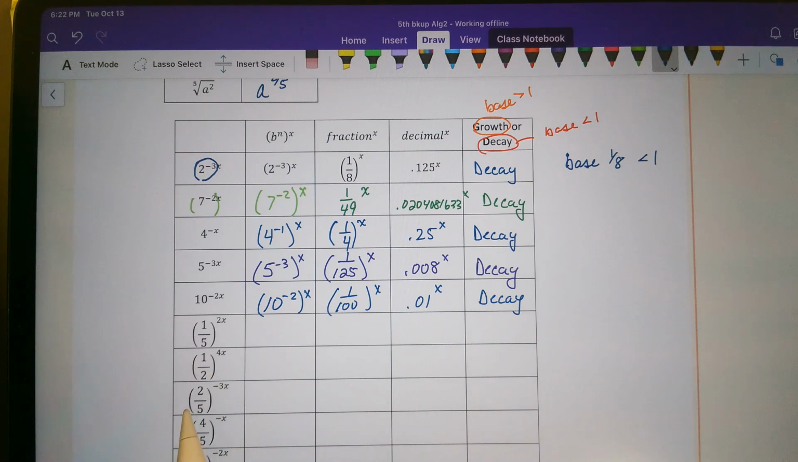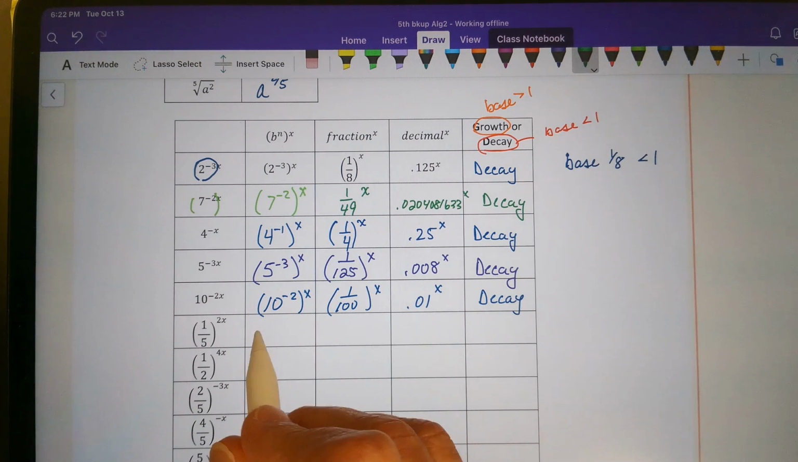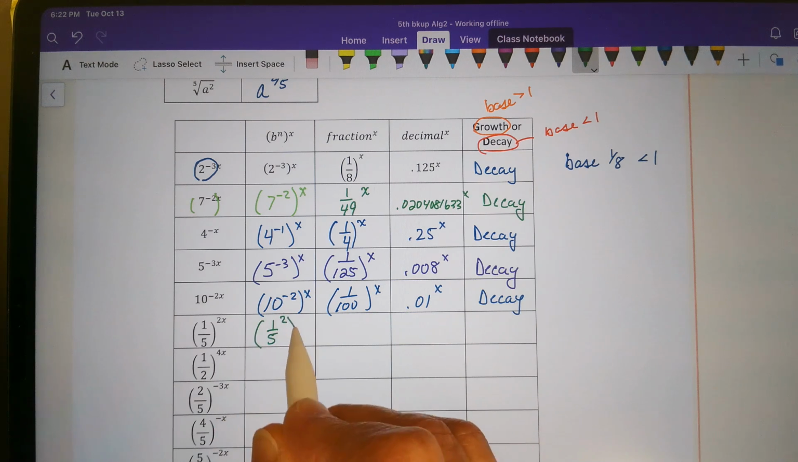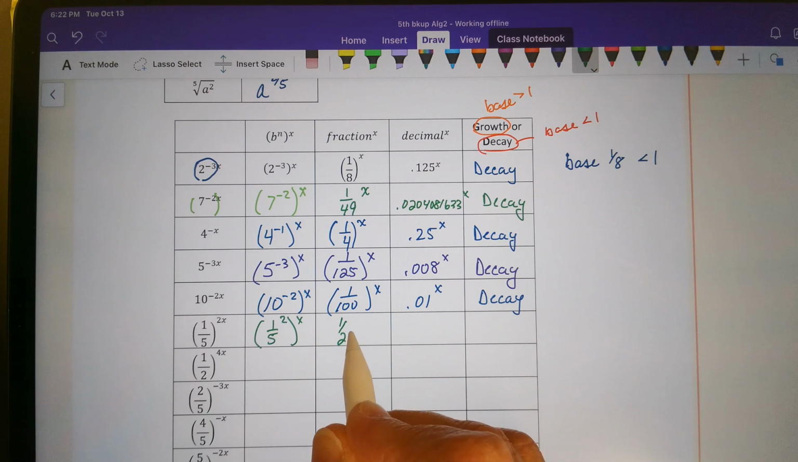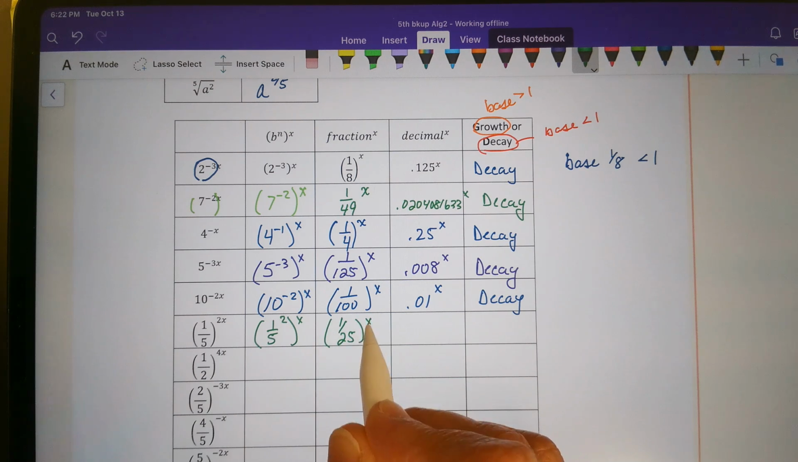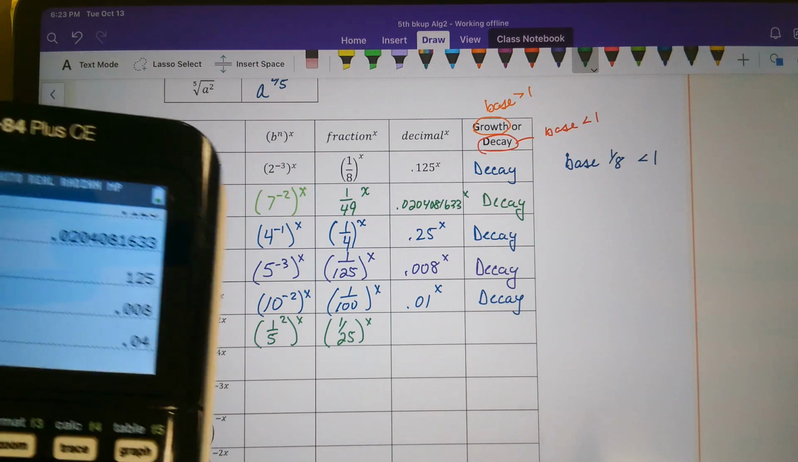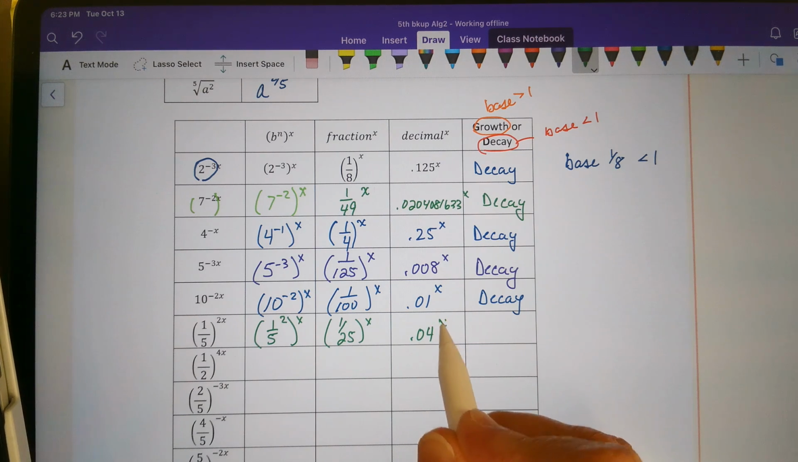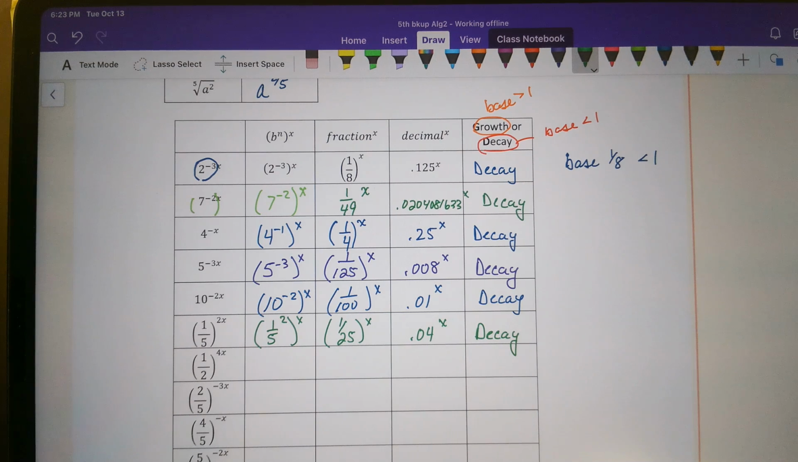Next we have 1/5 raised to the 2x. We'll rewrite this as 1/5 squared raised to the x. 1/5 squared is 1/25. And 1/25, isn't that 0.4? 1 divided by 25? Oh, 0.04, good thing I checked. 0.04 raised to the x, still decay. We haven't had any growth so far.